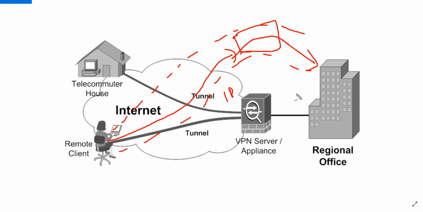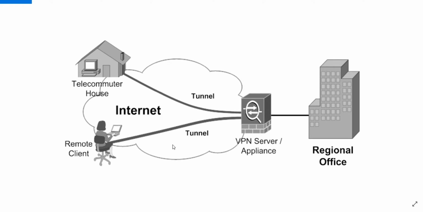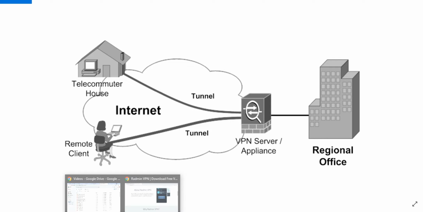in this case, of course, we should use a router which supports VPN, or we should buy a server where we can configure the VPN. But in small offices, home offices, I mean SOHO offices, we can use this Radmin VPN application. It's very easy. No additional steps are required.